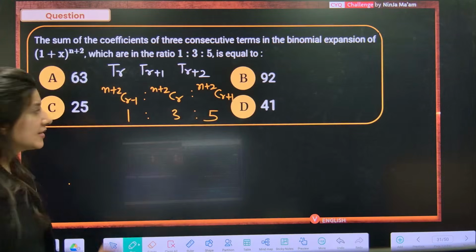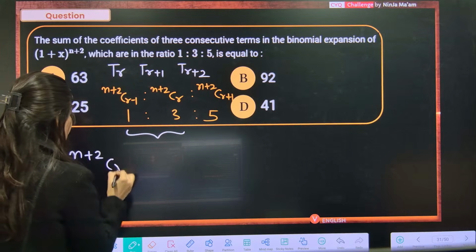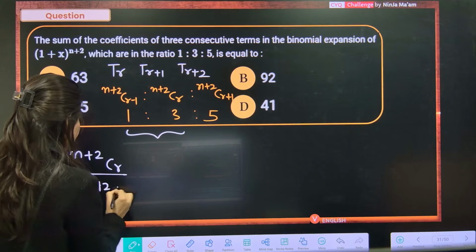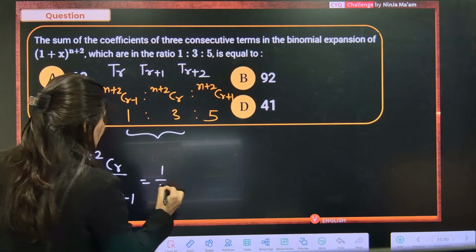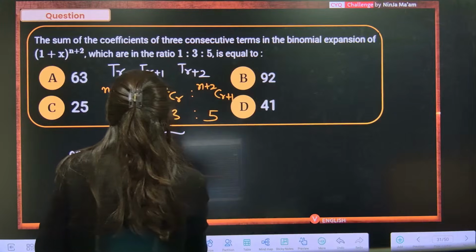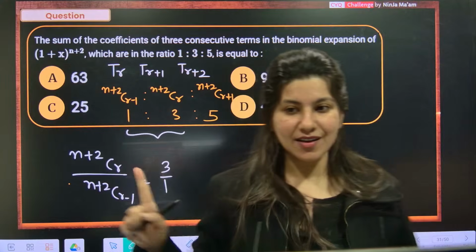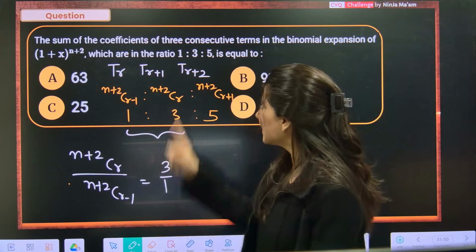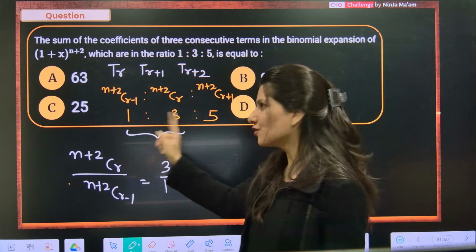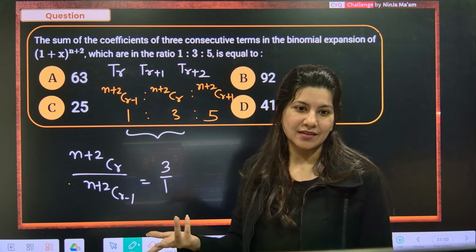What I'm going to do is pick these two. n+2 C r whole upon n+2 C(r-1) is equal to 1 by 3. Sorry, 3 by 1, right? Please make sure that you also do not make this silly mistake. Did you see what was about to happen? This upon this, and the ratio will be 3 by 1. Why was I writing 1 by 3?